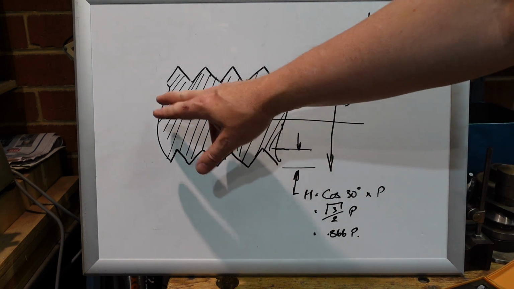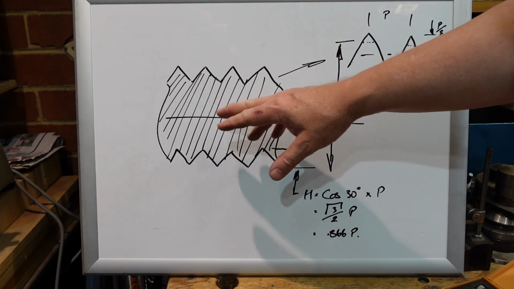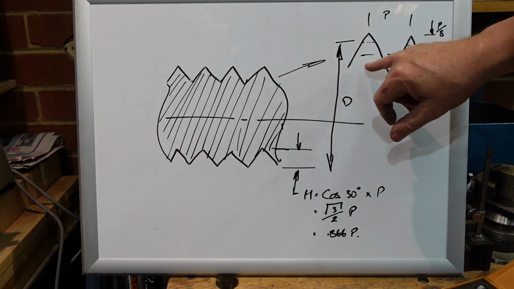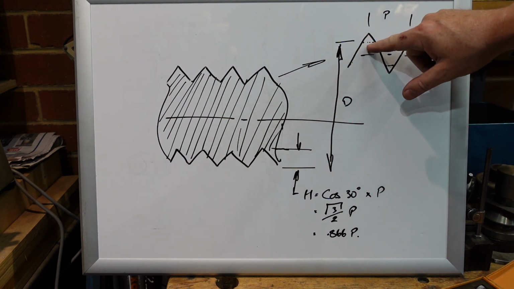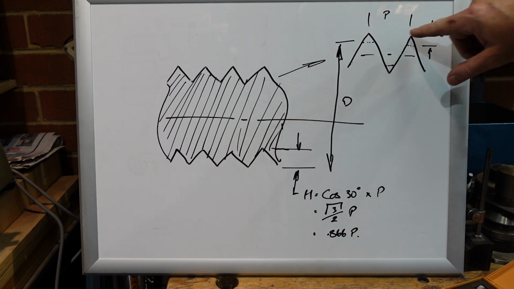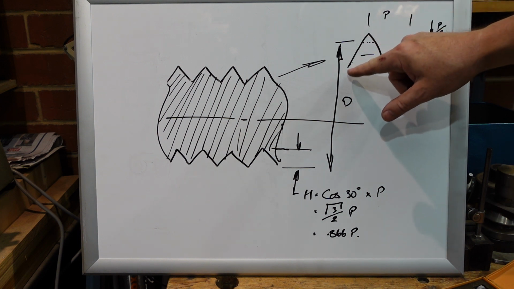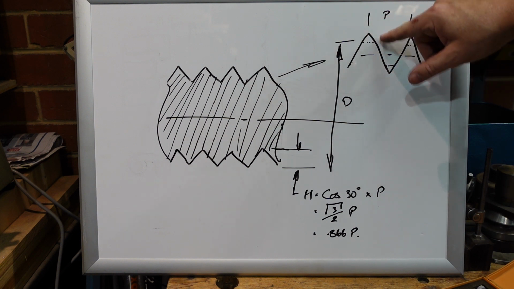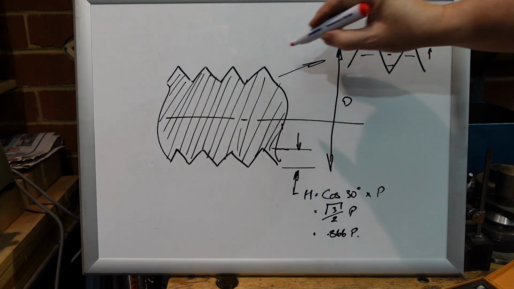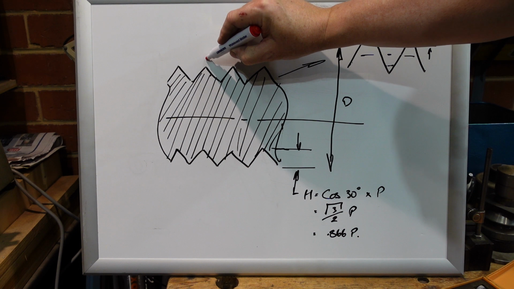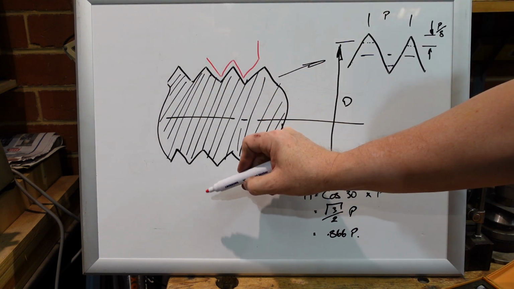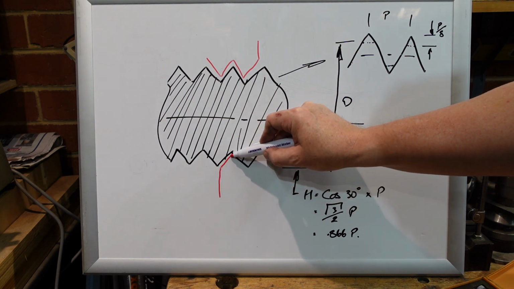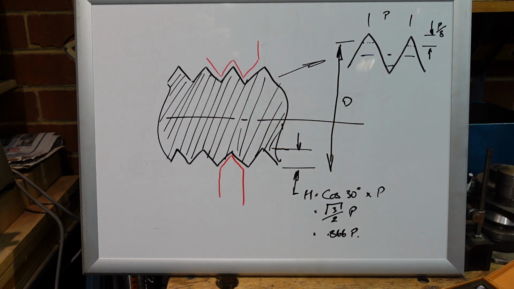So this is the thread. If you can imagine, there's a section of my thread. According to all the books, the major diameter of the thread is actually measured to a flat, which is the pitch divided by 8 in from the theoretical peak of the thread. The jaws of the micrometer, the anvils of the micrometer, are going to come down and measure like that. Okay, that's how they work.